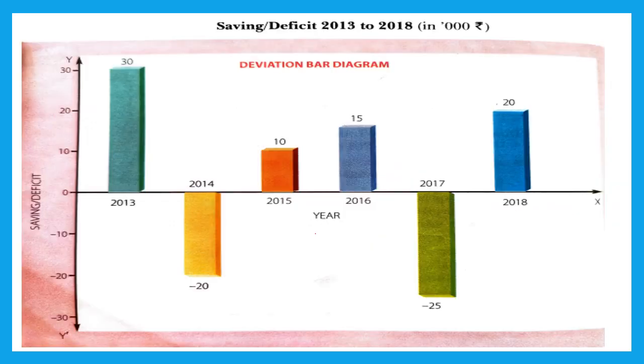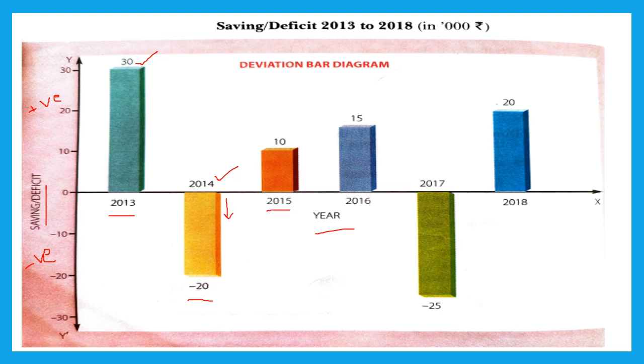See, year is taken on the x-axis and saving or deficit is shown on the y-axis. These are the positive numbers, and below the x-axis are the negative numbers. So in 2013, the saving was 30. It was positive, so it is shown above the x line, the baseline. In 2014, saving was minus 20, so it is below the baseline, that is the x-axis.